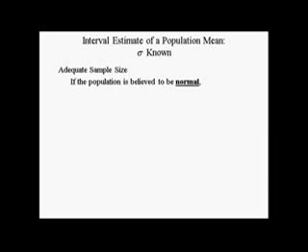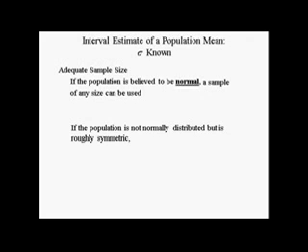In order to compute an interval estimate of the population mean, when the population standard deviation is known, the distribution of the sample mean needs to be normal. If the data from the population is normally distributed, a sample of any size can be used.